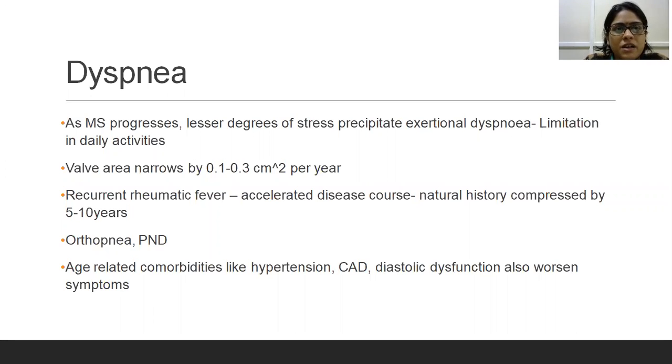Once the patient becomes dyspneic, over a course of time the patient also develops orthopnea and PND because of right heart failure. When you have age-related comorbidities like hypertension, diastolic dysfunction, coronary artery disease, diabetes, dyslipidemia, these symptoms can again be precipitated earlier in the presence of age-related comorbidities.